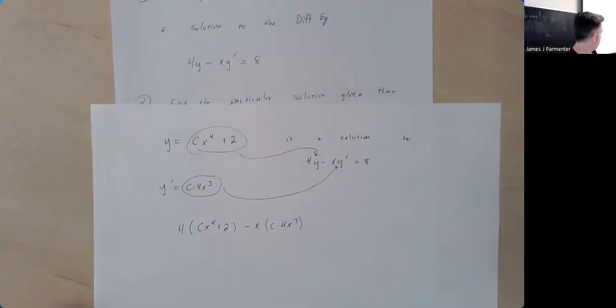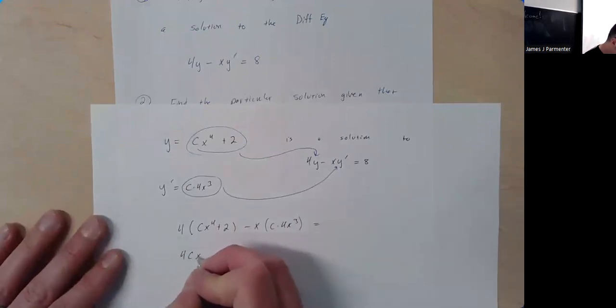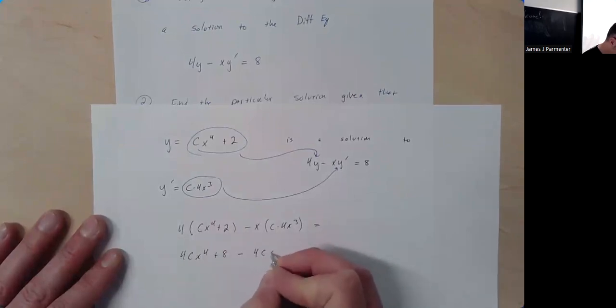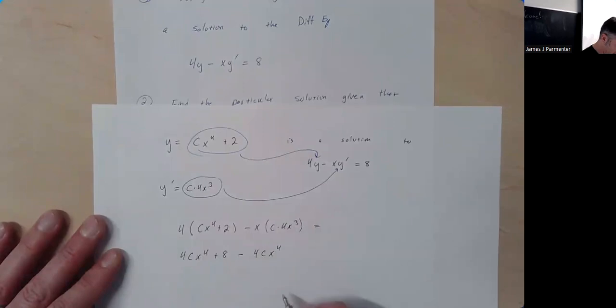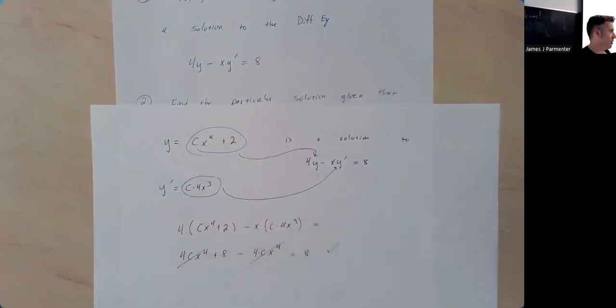I'm not just going to write that it's equal to 8. I'm sorry, you can't see what I'm writing there. I'm going to actually do the calculation and then see that it's equal to 8. I don't want to just write down the thing I'm trying to show is true without actually seeing it's true. So multiplying this out, I get 4cx to the fourth plus 8 minus 4cx cubed times x is x to the fourth. These cancel, and so that's equal to 8 as desired.